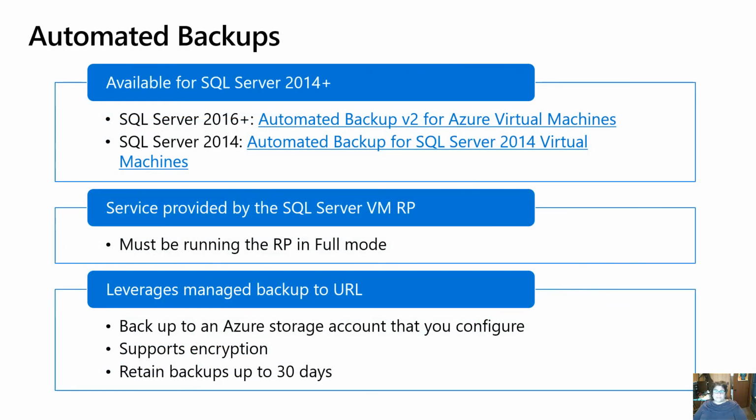So automated backups, again, this is available to you if the VM is registered through the resource provider. And automated backups are essentially just a wrapper on top of the managed backup to URL, which is something that's actually available in on-prem SQL Server if you're backing up to Azure Blob storage. And so what this does is really just create a series of jobs for you that run the backups. And it provides backup retention up to 30 days. It also supports backup encryption.